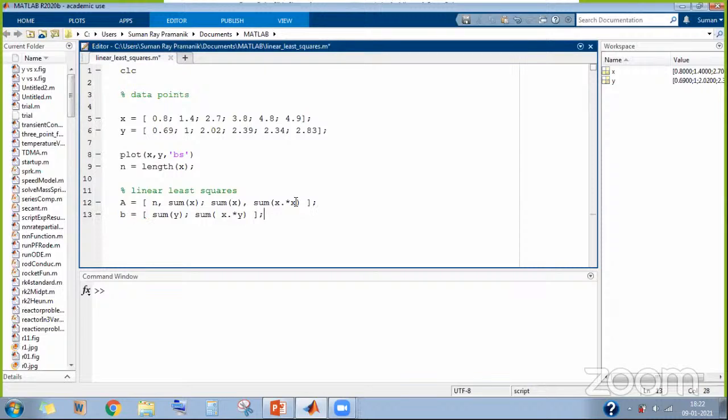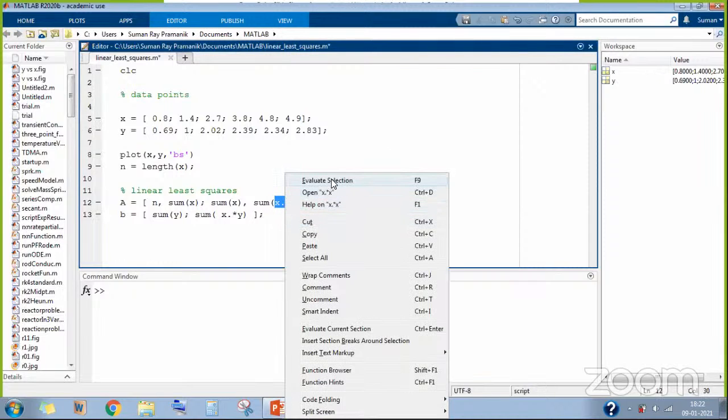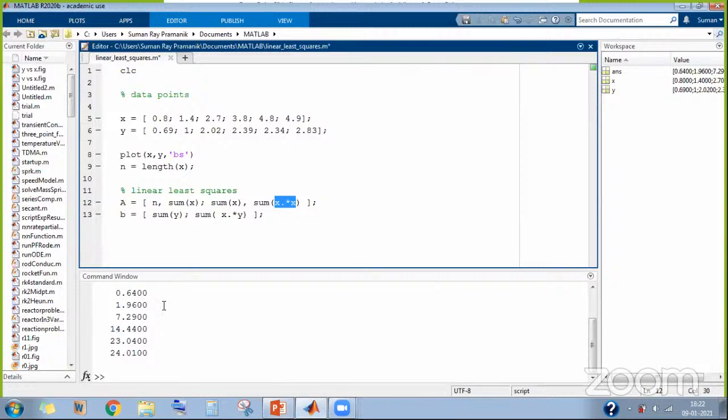Okay, we have already initialized our x variable. So let's evaluate this selection and see what it gives us. So that's exactly what we wanted: 0.64, 1.96, 7.29, and so on. Okay, let's do it for x dot y also, to check whether it's giving the correct thing that we want. 0.8 into 0.69 is actually the right answer, but another one we can surely check is 1.4 into 1. So that is 1.4. So we're going in the right direction.